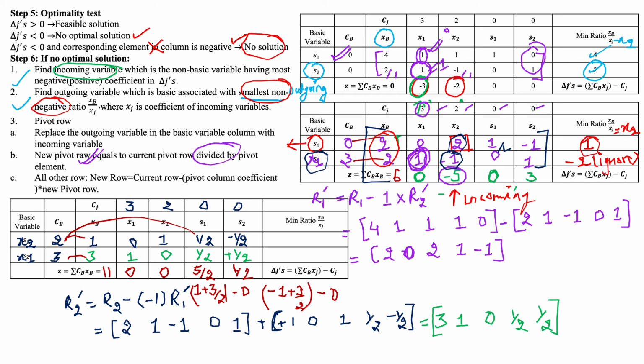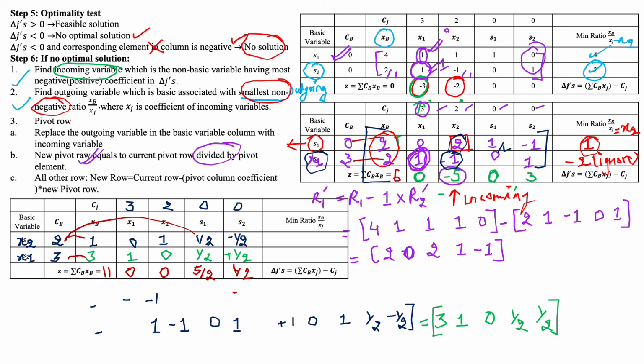So these are my new delta j's. I will just clear the earlier calculations. Okay, so in this all delta j's are greater than or equal to 0. So this condition is satisfied. So this is my optimal solution. So what is the value of the objective function for this solution? Z is equal to 11.